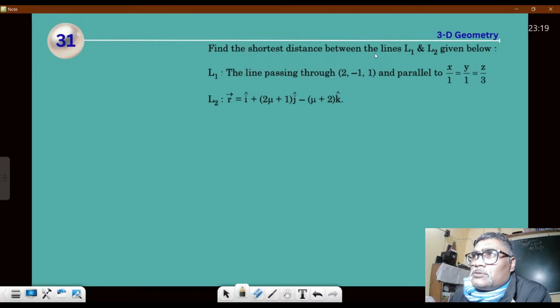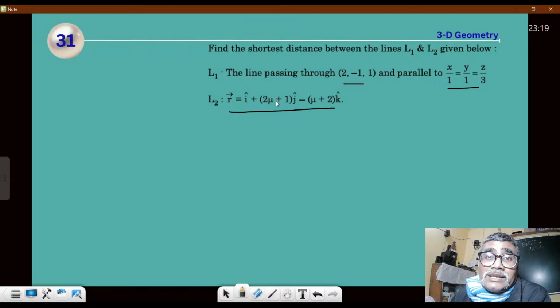Find the shortest distance between the lines L1 and L2. L1 is passing through this point and parallel to this. So first you have to make ready the line L1, and then L2 is given directly, but still it is not given in the standard form like A plus lambda B or A plus mu B. So you have to put this also in that form, and then find the shortest distance.